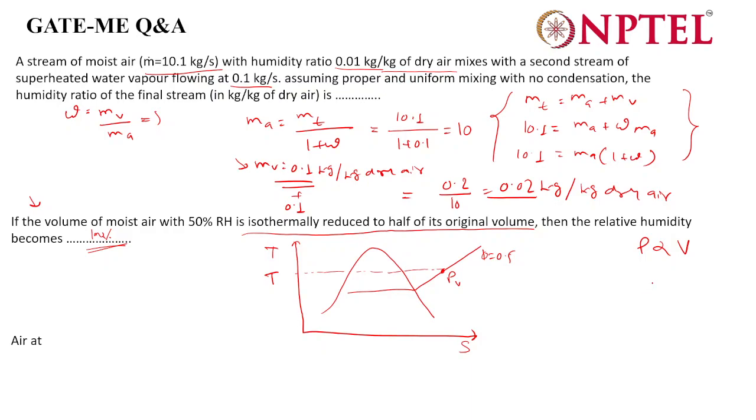For isothermal, it is inversely. Oh, inversely, sorry, sir. Sorry, sorry. Inversely proportional. So if the volume becomes half, then pressure will become 2 times. Is it correct? Yes, sir. So let's suppose this is PV1, then PV2 would be 2 times PV1. Correct?